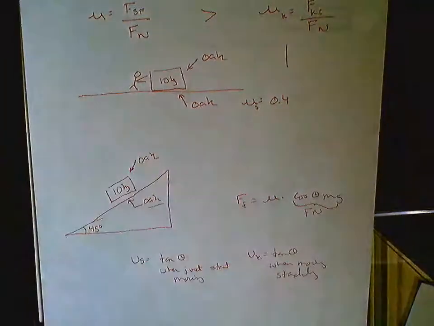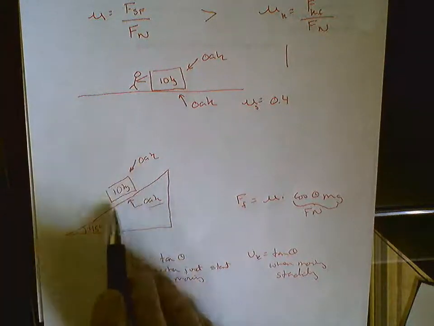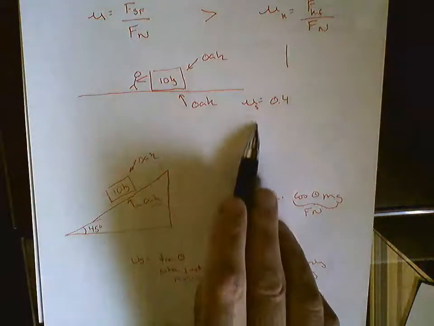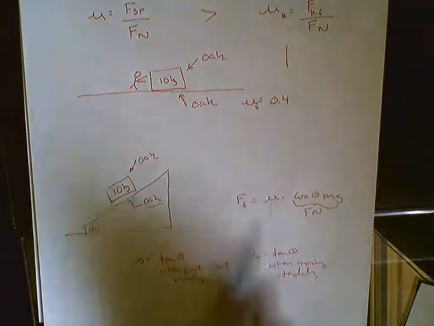What do you do if you're on a ramp? If you are on a ramp and you're asked to calculate the friction involved of this block on the ramp, you look at what the two materials are made of. They're made of oak. Ask yourself whether this is moving or not. So if it's static friction, oak static coefficient would be 0.4. We put that in there.